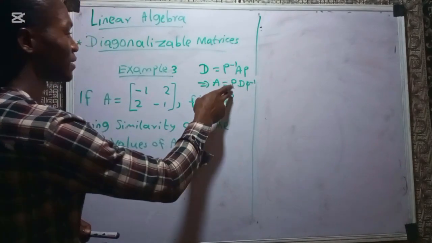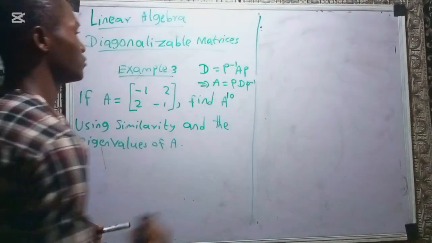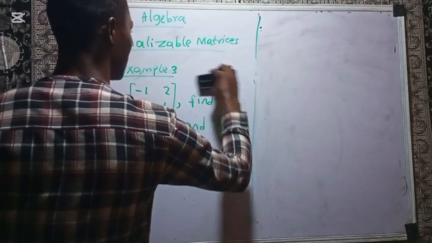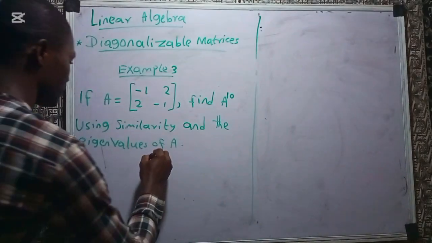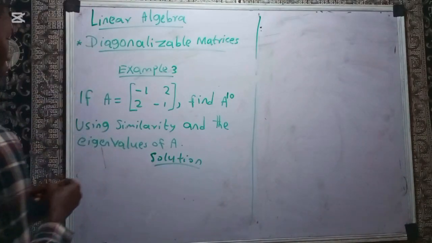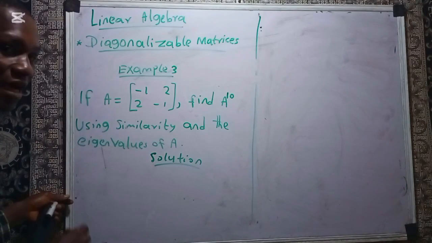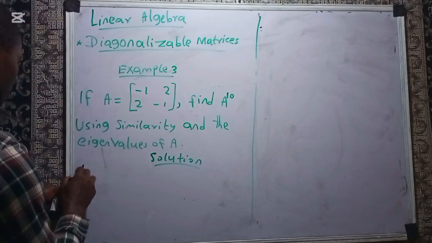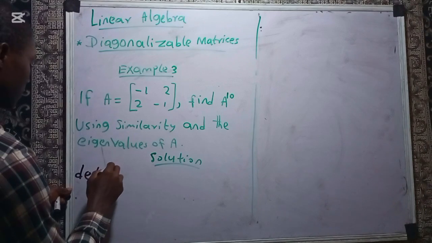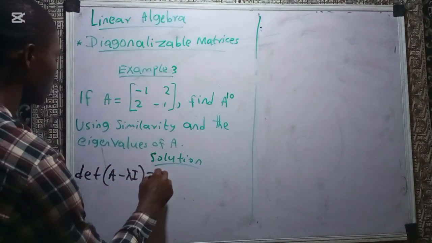And with that, we write it as this. So A raised to power 10 will be equal to P D P inverse all raised to power 10. So this is what we'll do. So let's start the class. Solution. To get the eigenvalues, you compute the determinant of A minus lambda I and equate it to 0.